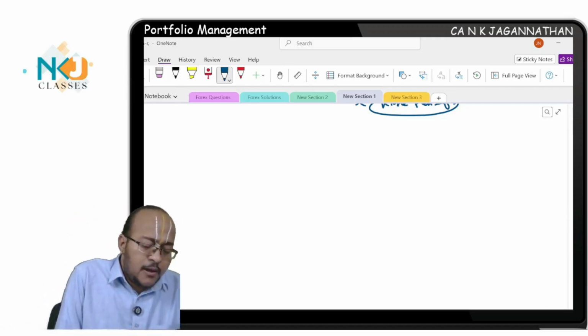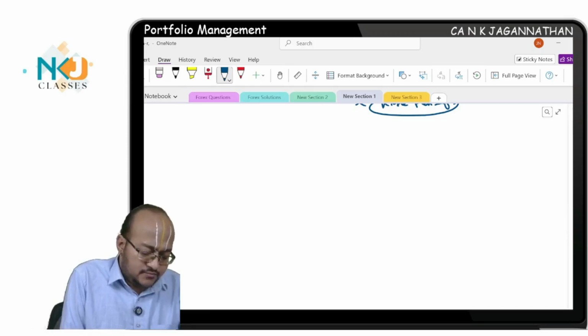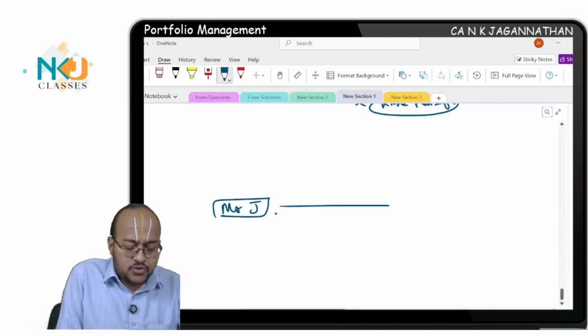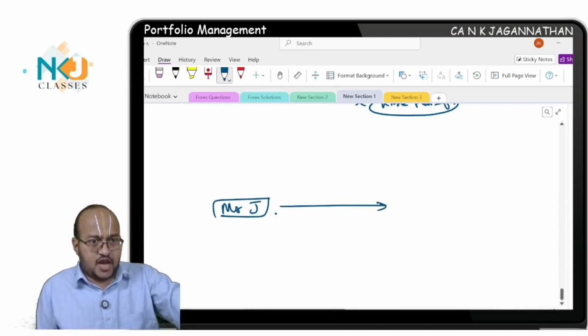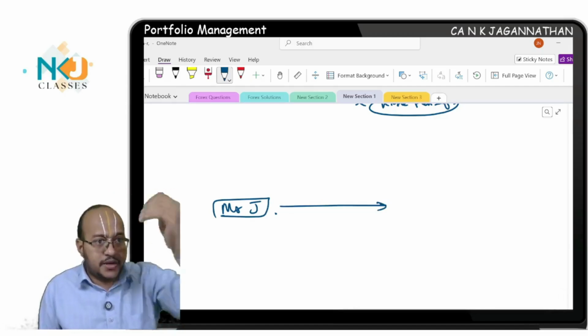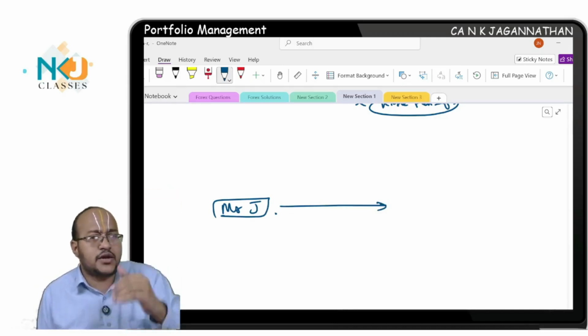See, very simple. What do you mean by short selling? I am an investor, say Mr. J. Now, I approach the broker. See, there are two possibilities. I either anticipate a rise in stock price or I anticipate a fall in stock price. Agreed? Now, I can expect an increase in the share price or a decrease in the share price.